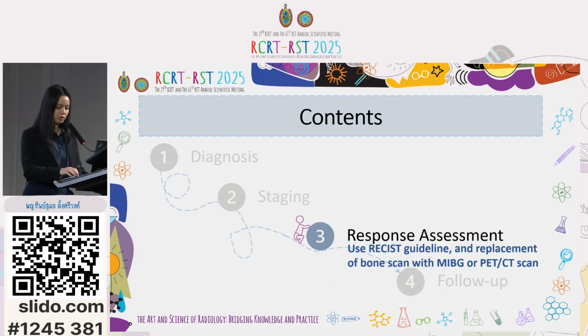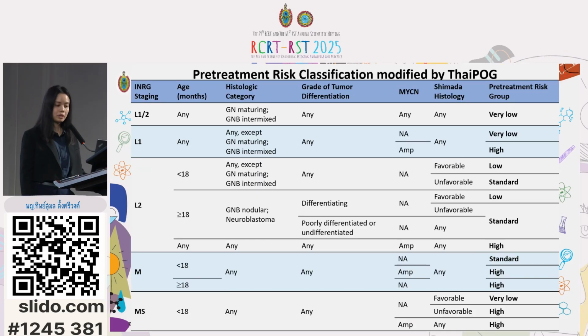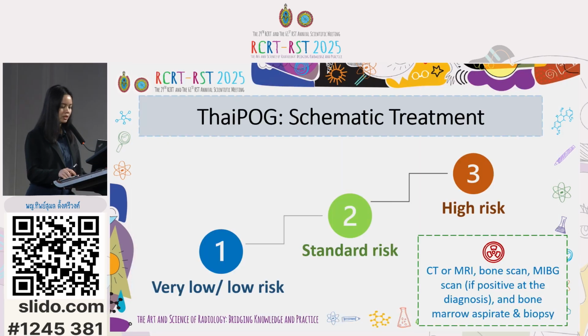Now, let's turn our attention to the treatment plan. In Thailand, pre-treatment risk classification was modified by the Thai Pediatric Oncology Group, or Thai POG, to better suit our patients. It divides patients into 4 groups, but uses slightly different terms, including very low, low, standard, and high risk. According to the risk group, Thai POG recommends 3 treatment plans, 1 for the very low and low group, 1 for standard risk, and 1 for high risk.